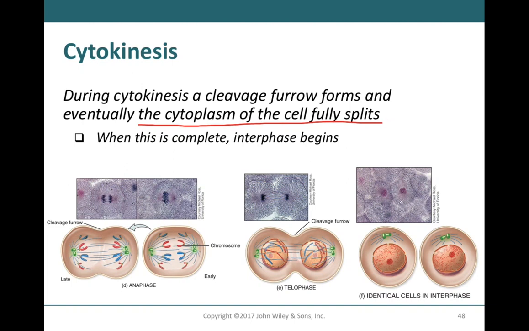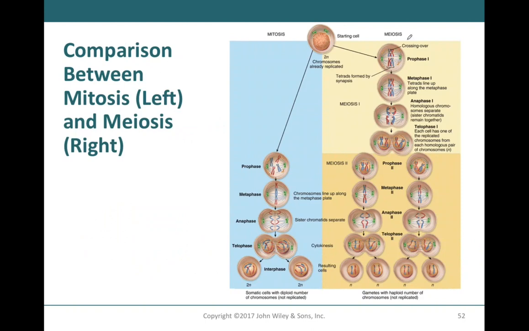So we can see here that this cleavage furrow has been pinched off, and we now have two full cells. These are identical daughter cells, and they are now starting interphase. They're going to be growing and undergoing lots of metabolic activity, and soon they will start replicating their own DNA. So mitosis is the process that we just went over.